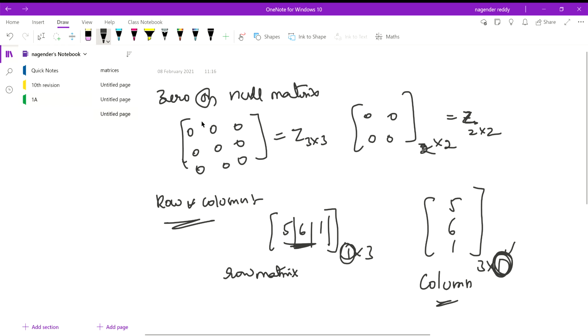So that is the difference here. When you are going for rows, don't think about columns. When you are going for columns, don't think about rows. So if the number of columns is 1, then it is called a column matrix. If the number of rows is 1, then it is called a row matrix.